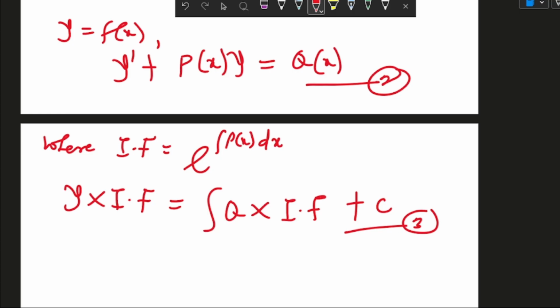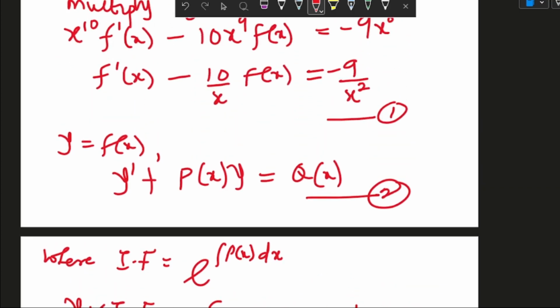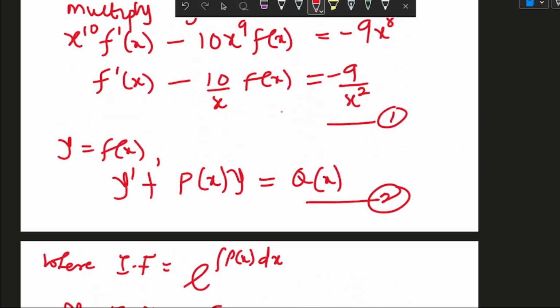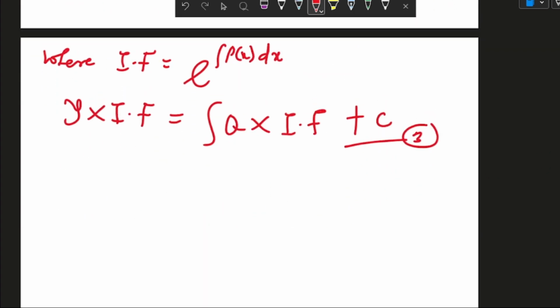So when I go back up to equation 1, I'm going to compare equation 1 to equation 2 to bring out my p of x and also the q. If I do that, I can see from here that my p is minus 10 over x, and my q is minus 9 over x squared, right? So once I do this, the next thing I'm going to do is first of all get my integrating factor using this particular expression here.